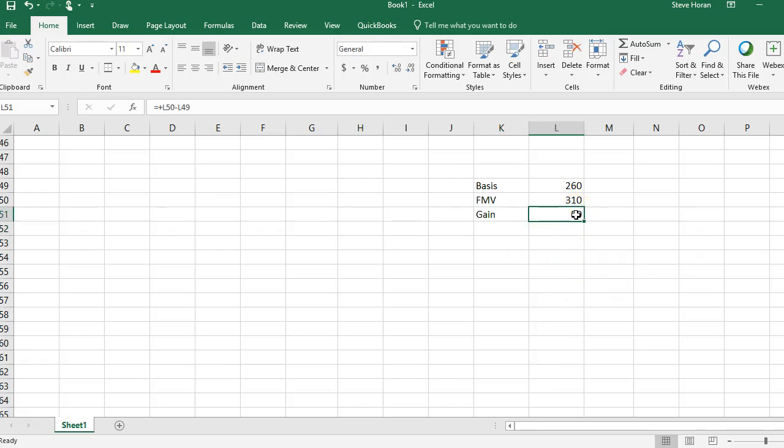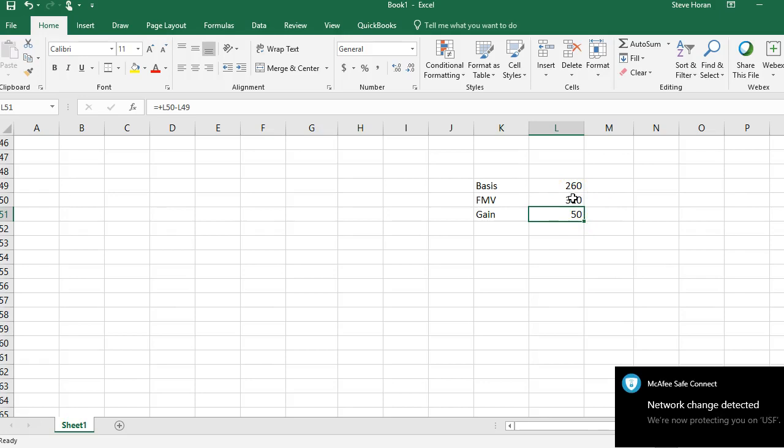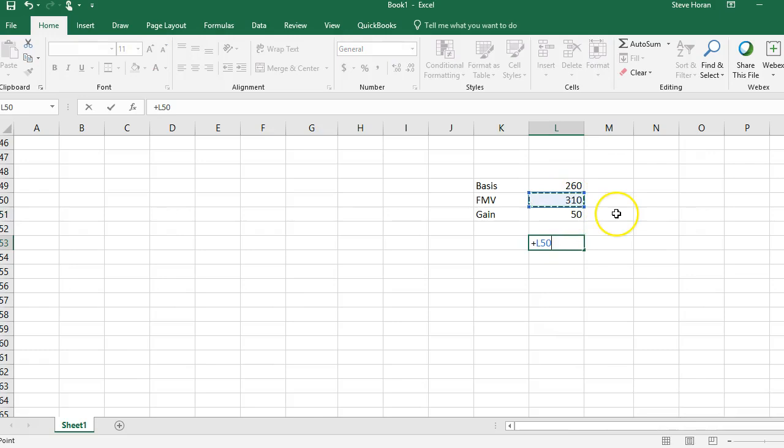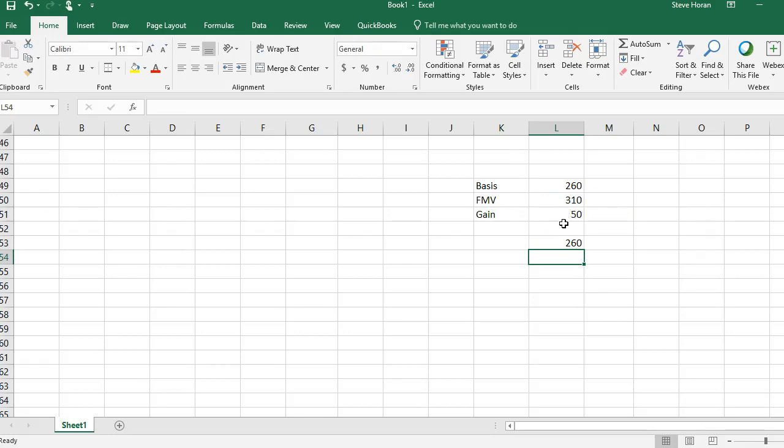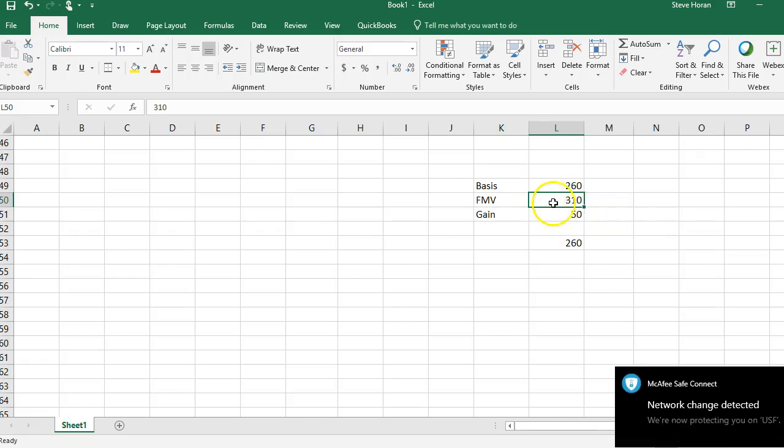Okay, so that gain of 50 increases E&P. So E&P goes up by the 50, and then also decreases E&P by the 310 fair value. Okay, so essentially the net decrease is 260. So the net decrease is 310 minus 50 for a total of 260. Okay, the shareholder who receives that receives a dividend of 310, assuming there's sufficient E&P. Okay, the dividend of 310.